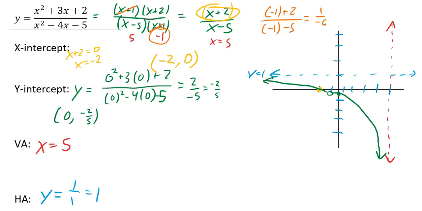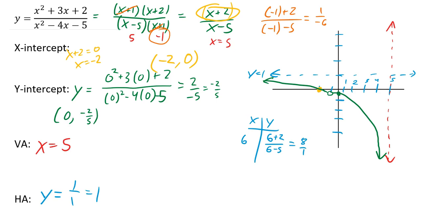If I plug in a point past 1, 2, 3, 4, 5, if I plug in a point past 5, let's say I plug in 6. I can plug it into the simplified version. I don't need to plug into the unsimplified, so I'll plug it into x plus 2 over x minus 5. x plus 2 over x minus 5 is 8 over 1. Apparently the point 6, 8 is on my graph.